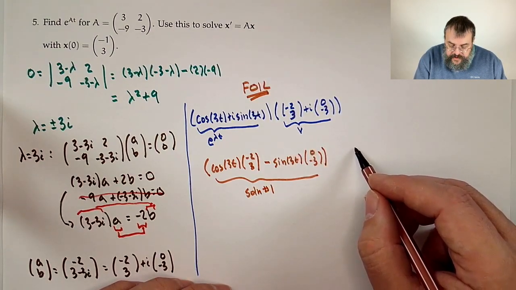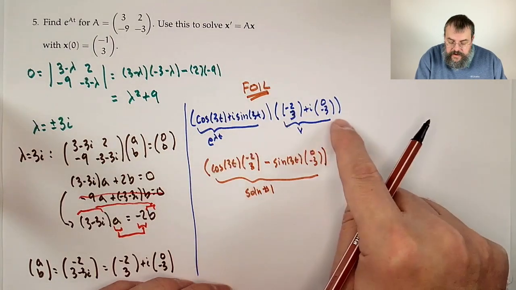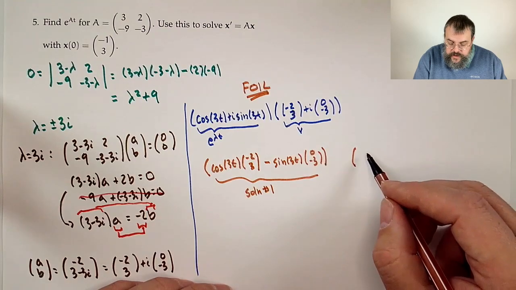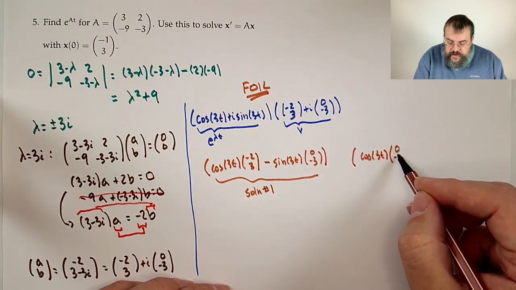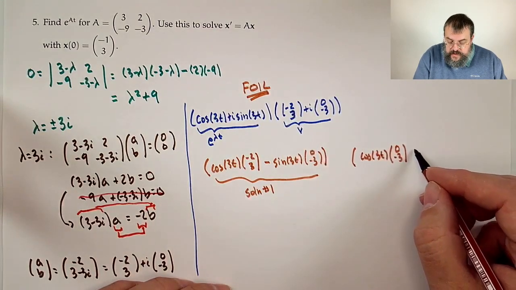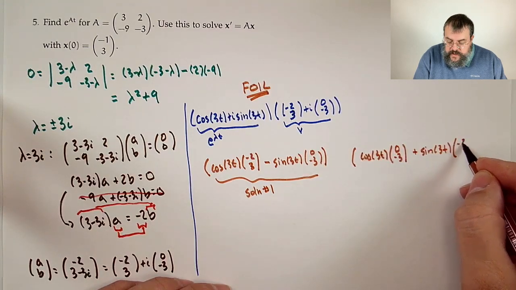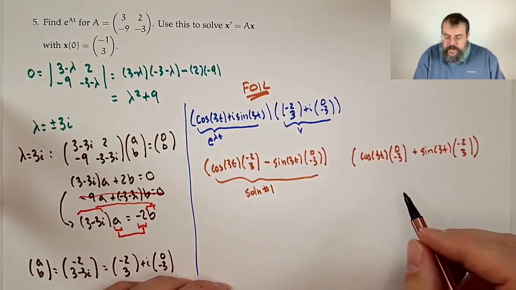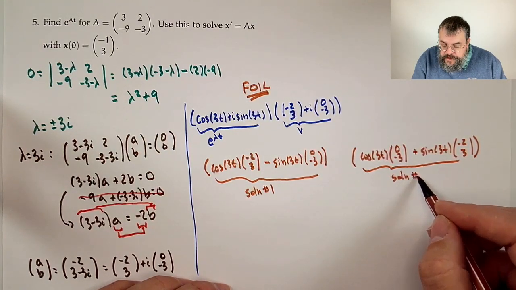And then we're going to have our second solution, the outside terms. So we're going to have cosine 3t times 0, negative 3, and the inside terms. All right, that'll be sine 3t times negative 2, 3. Okay, and here is solution number 2.